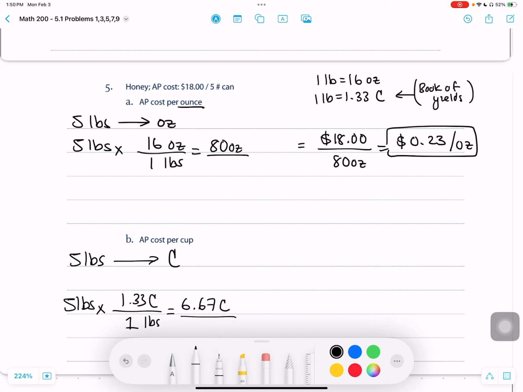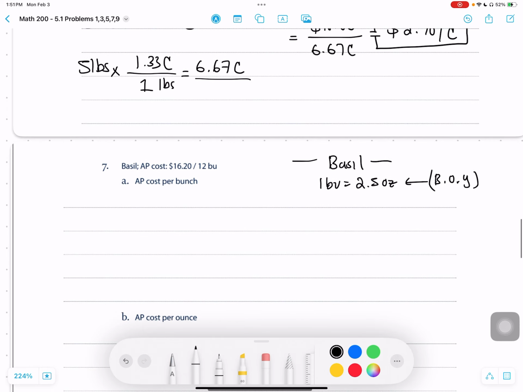cups. Okay, now let's go ahead and use the cost formula. Total cost, $18, divided by the number of units, which is 6.67 cups. This will give you the total price per cup for honey, which is about $2.70 per cup. I'm just rounding here and there. If you had $2.69 or $2.71, that's perfectly fine. You don't have to panic. As long as the number is really close to these numbers, then you should be fine. Okay, let's go ahead and check number 7.